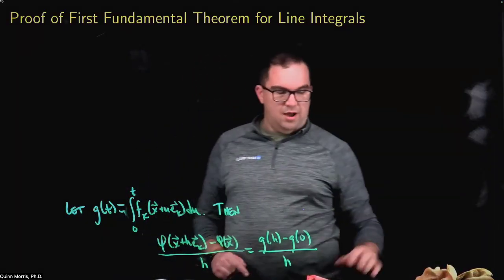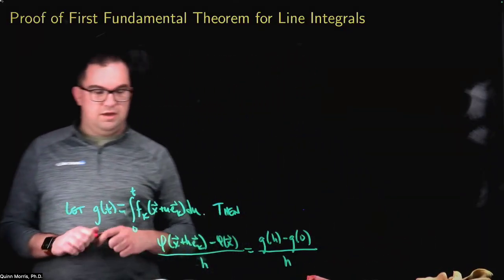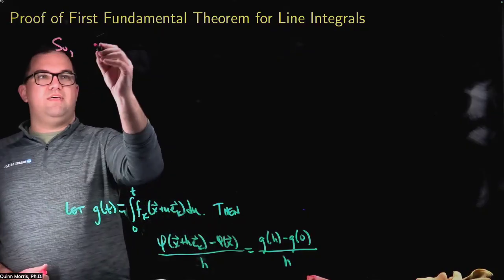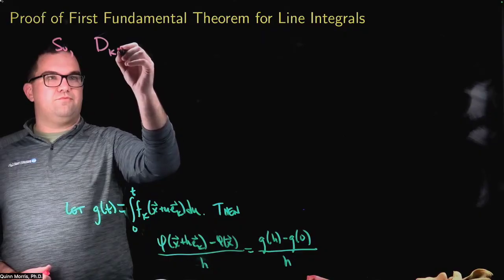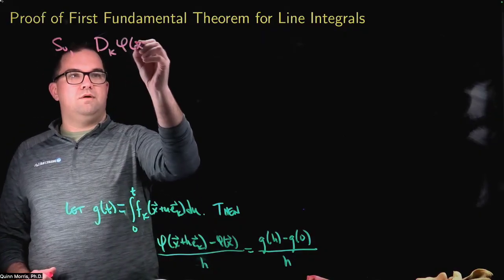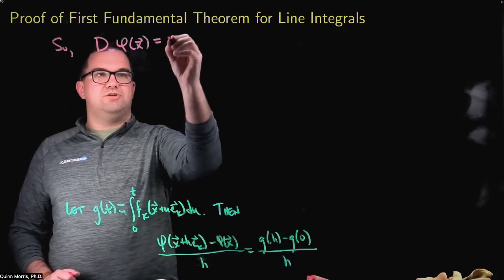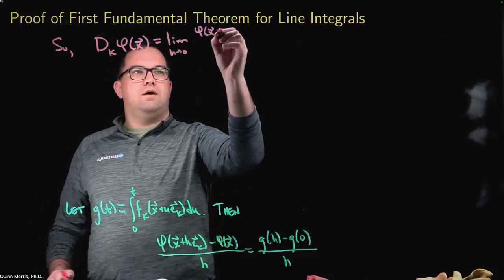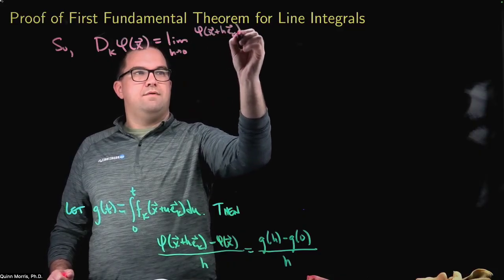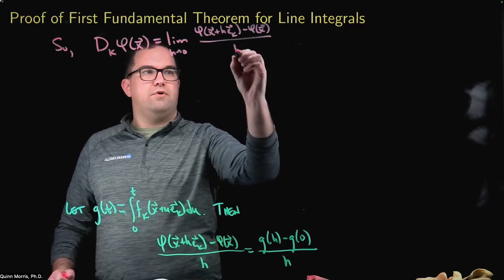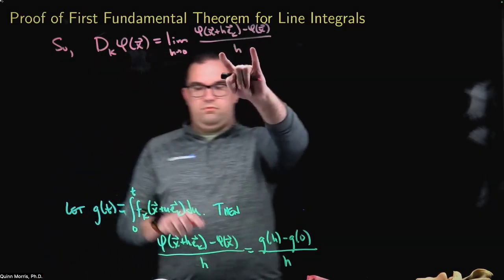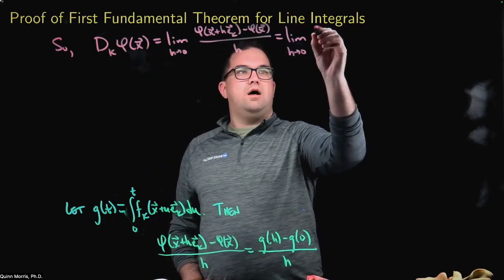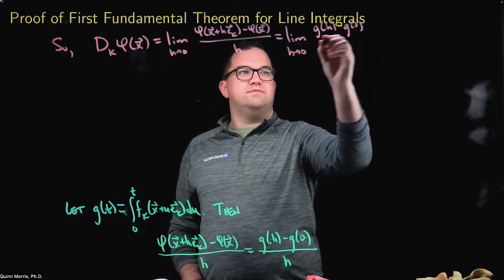So let's see with this how we actually finish. If I take a limit of both sides, well, the limit as h goes to 0 of this just gives me the derivative with respect to the kth variable of psi evaluated at x. So this, by definition, is the limit as h goes to 0 of psi of x plus h e k minus psi of x all over h. But now we've already discovered that this quantity is equal to this quantity. So this ought to be the same as the limit as h goes to 0 of g of h minus g of 0 over h.